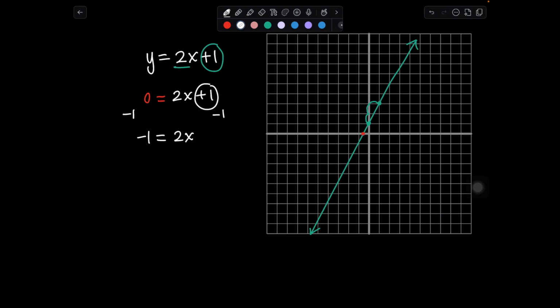And then we do the opposite of what that 2 is doing to the x. So right now it's timesing, so you divide by 2. So you can see how you get negative a half is equal to x. So that's telling you that that value there is negative a half. So if they ever ask you for the x-intercept, just make the y value equal to 0 and rearrange the equation until you get the x by itself.